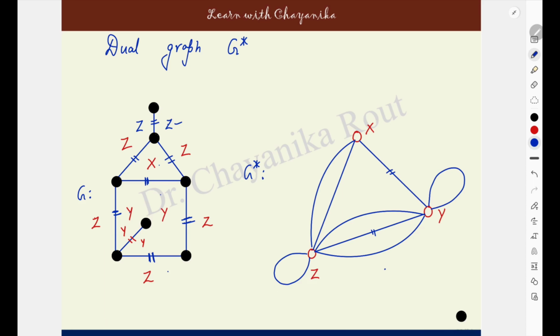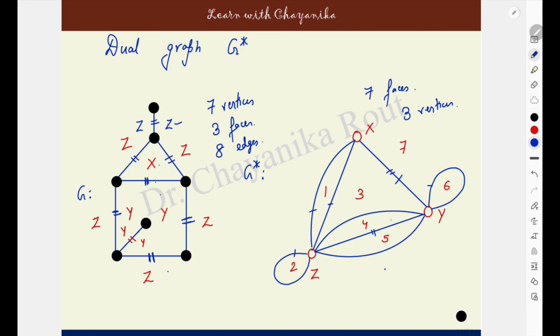After you have drawn it, cross check. Here there are 7 vertices. Here there must be 7 faces. See, face 1, 2, 3, 4, 5, 6 and the outer one 7. So here there are 7 faces or regions. Here there are 1, 2, 3 faces. So here you have 3 vertices. Here you have 1, 2, 3, 4, 5, 6, 7, 8 edges. Here also you have 8 edges. And you can check the degrees also.